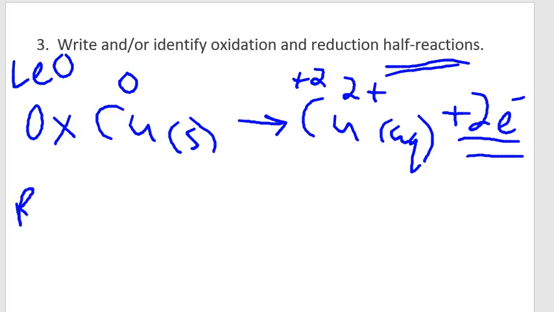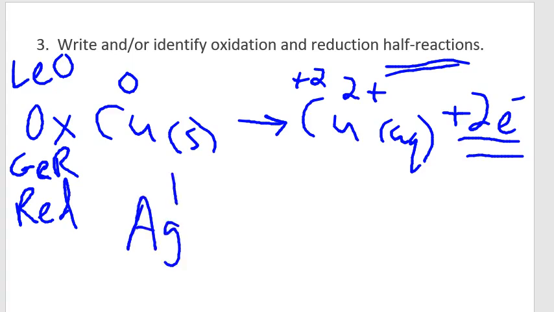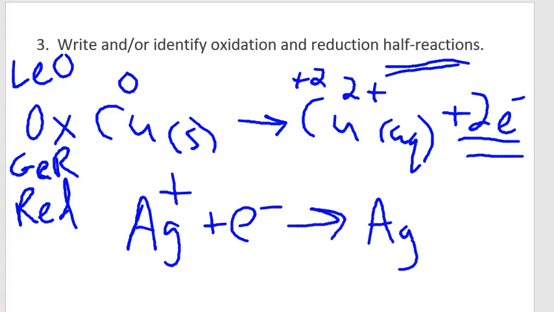Let's look then at an example of a reduction half reaction. Leo the lion goes GER. So gain of electrons is called reduction. And what if I have silver ions? Each one is gaining an electron to become silver atoms.